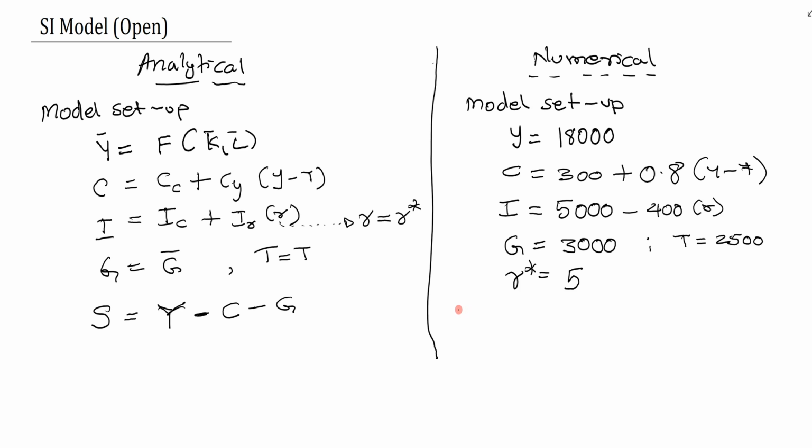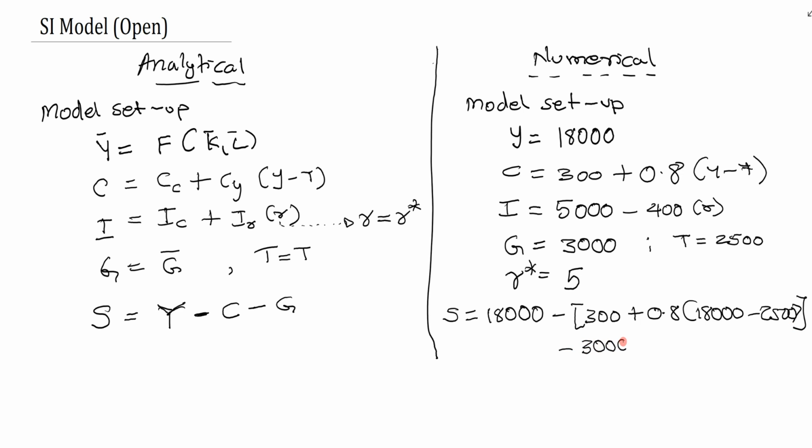So in terms of numbers, we'll just use whatever values we have assumed. So Y is equal to 18,000, and then C is 300 plus 0.8 times (18,000 minus 2,500). 2,500 is your taxes, and then minus your government spending, so that's 3,000. Then when you do the math, our savings will equal 2,300.